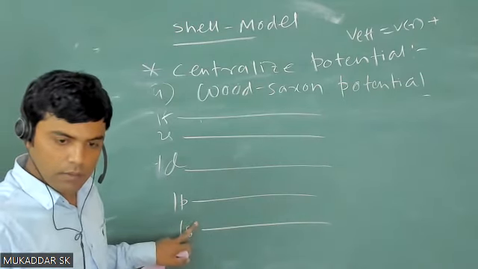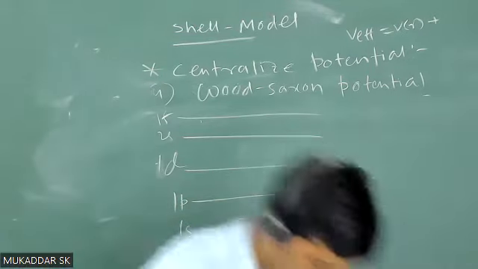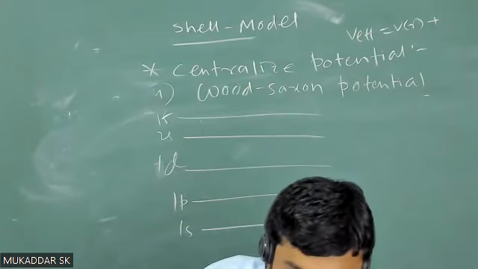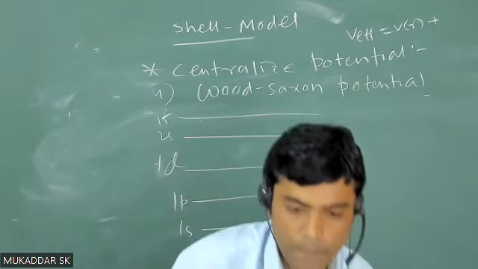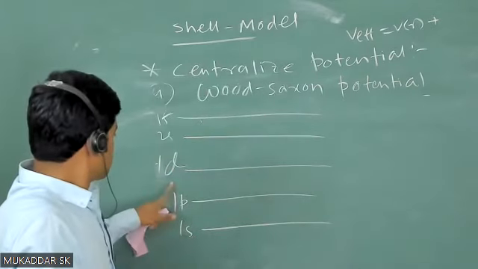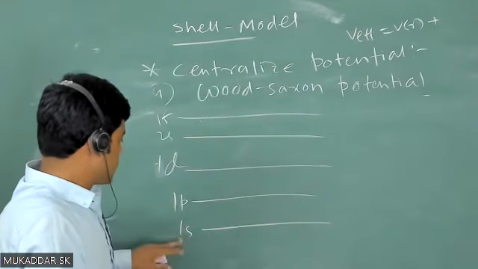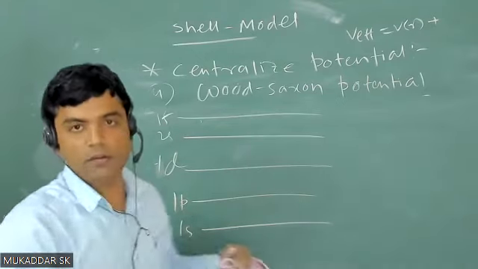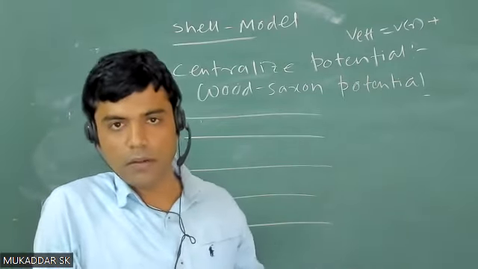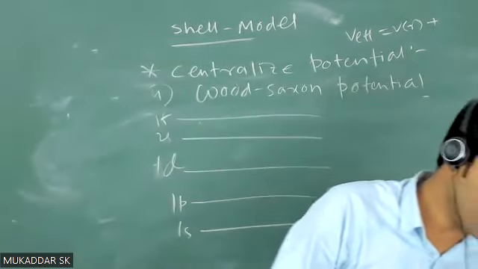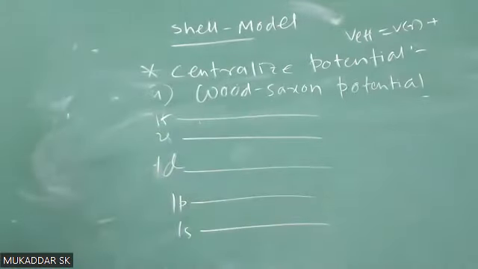Sir, won't 2s come after 1p? No, after 1p, 2s does not come. You have not solved for d. If you solve for d, then the next energy will correspond to 1d. Next you will have 2s, 1f, 2p and so on.